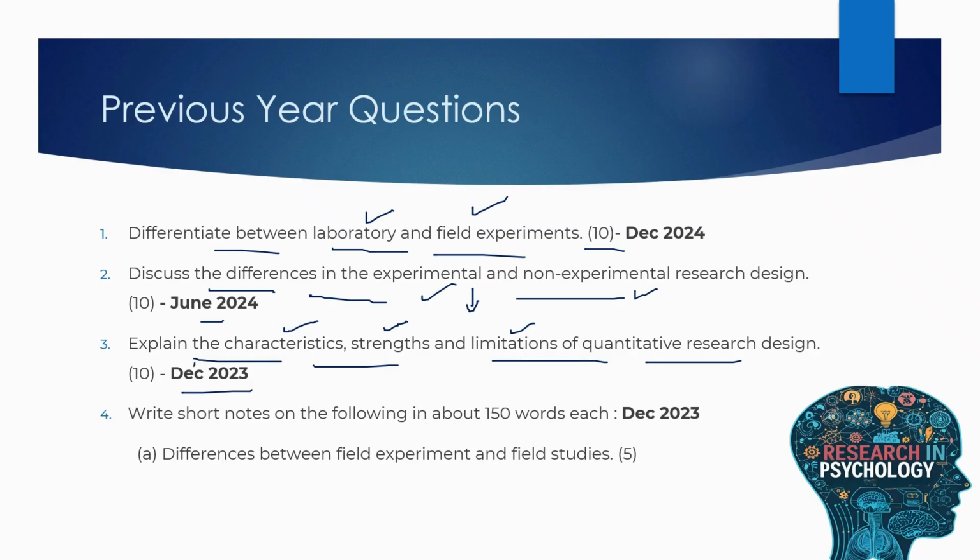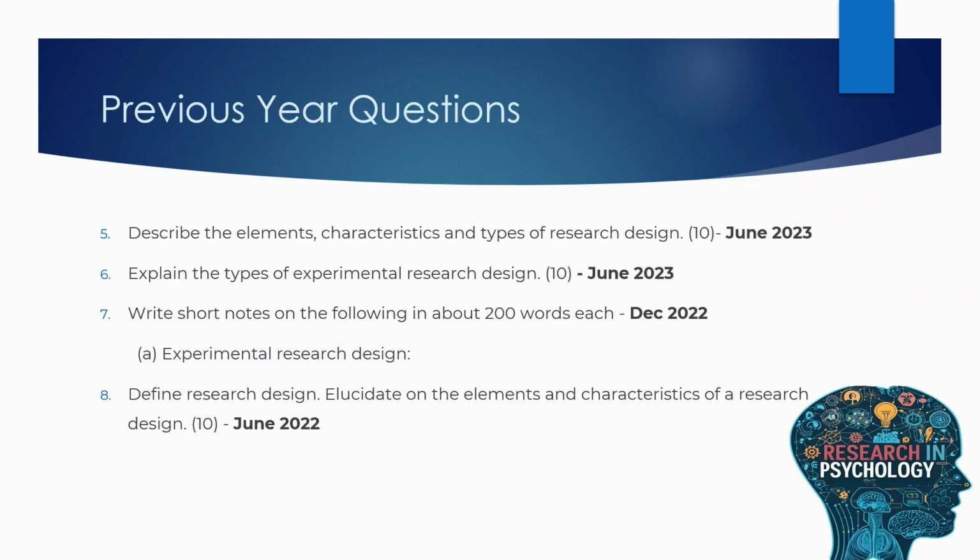Then in the same year, there was another question. Write short notes on the following in about 150 words each. And the question was difference between field experiment and field studies. This also we have discussed. Then June 2023, we had two questions, that also 10 marks. First one is describe the elements, characteristics and types of research design. Second one was explain the types of experimental research design. Okay. So it seems this unit is pretty popular among people who set the question paper. So make sure you learn this chapter thoroughly.